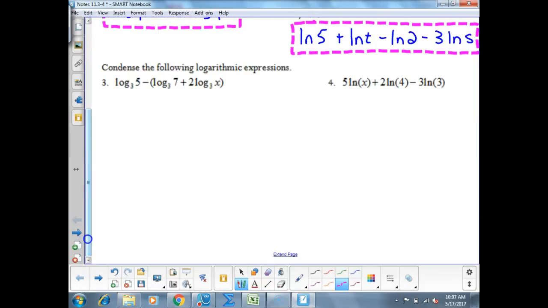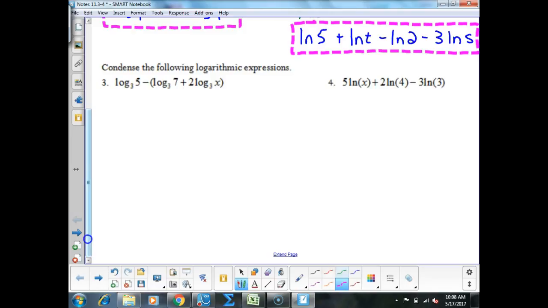We had some issues on Monday in the formative with condensing logs. When you are condensing logs, you are getting it down to one single solitary log. If you have more than one log in your final answer, you haven't condensed it enough. Okay? You're going to watch the Brewers in Milwaukee by stopping in Fond du Lac. You're not there yet. And you got to get all the way there.